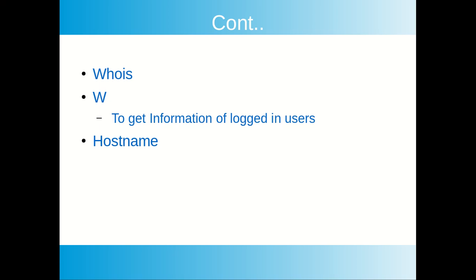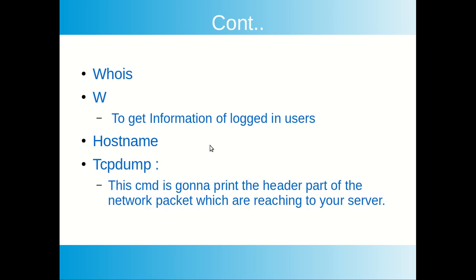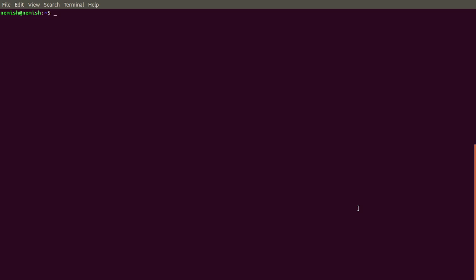Let's move ahead. After hostname, we have one important command known as tcpdump, and this is the last command of our tutorial. What is the usefulness of this command? This command is going to print the header part of the network packets which reach your server. Suppose you are downloading something and you want to trace that download, to check that no malware script has entered inside those packages. So you have to use tcpdump.